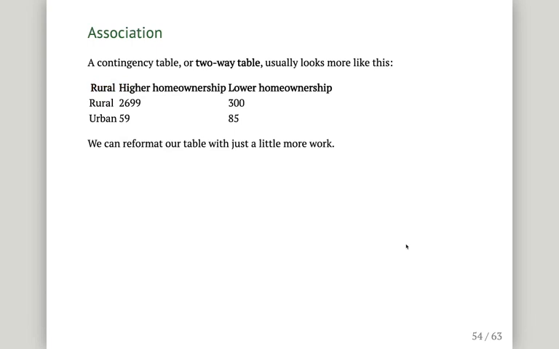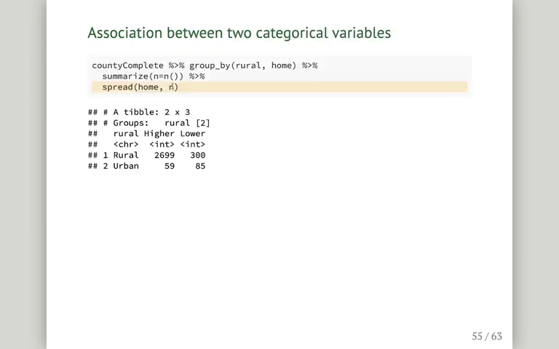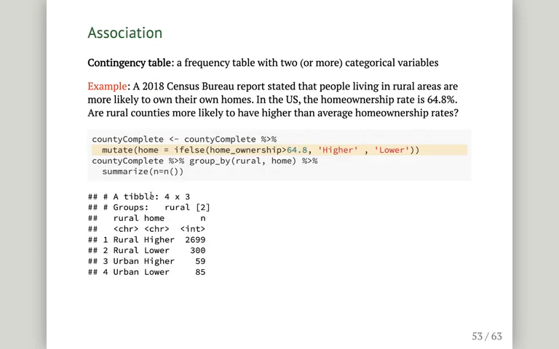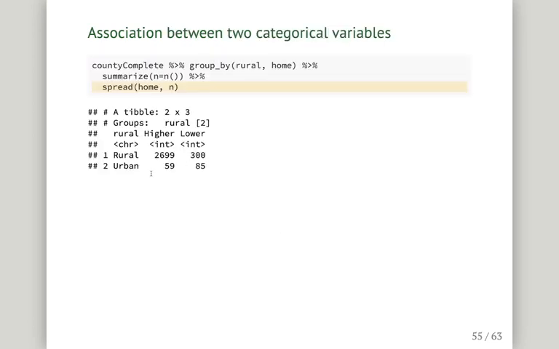Now, when you've seen these contingency tables before, they've probably looked more like this. Good news, we can make our table look a little more like this. We can spread our table out, so I'm going to spread out the home ownership variable. So instead of having home ownership all stacked like this, I'll have higher and then lower. I'm going to fill in the inside of the table with the counts, or with N. So here we can see that there are 2,699 counties that are rural and have higher home ownership rates.